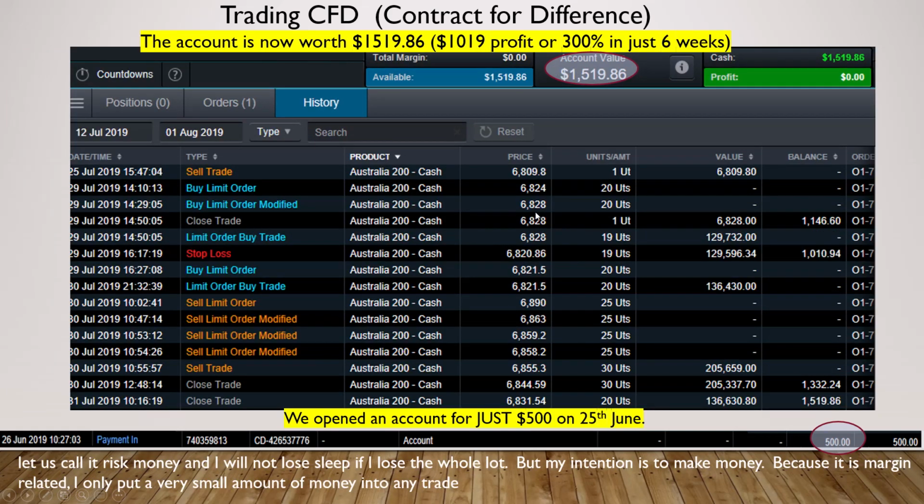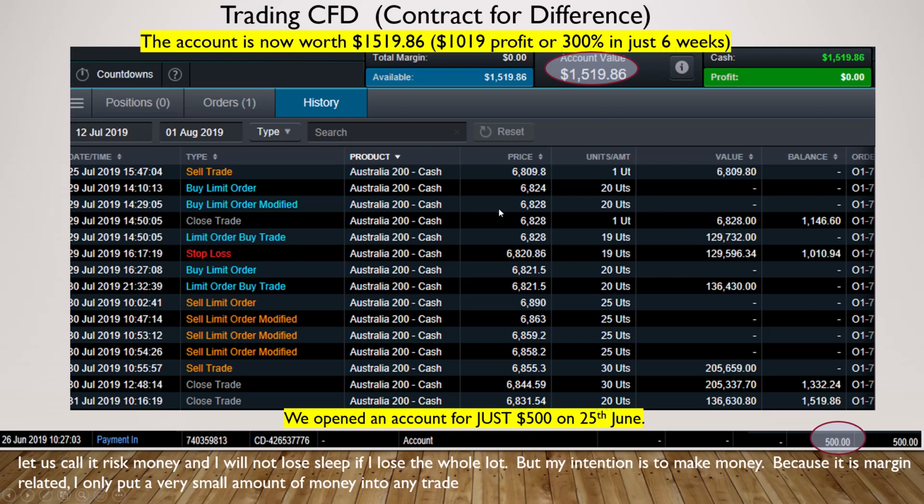And finally, we entered some trades in the ASX 200. You can see here we entered in and out several times, and now look at the value of our trade. $500 is now, this morning, $1,519. Let's call it 1,520. That is 300% profit in 6 weeks. Can you please tell me how you can make 300% profit in 6 weeks elsewhere?